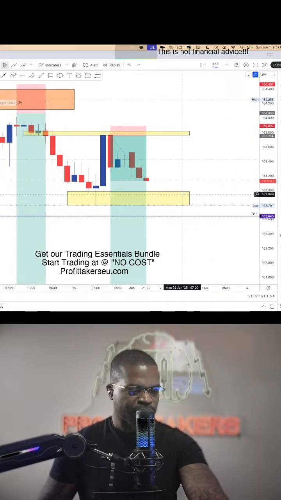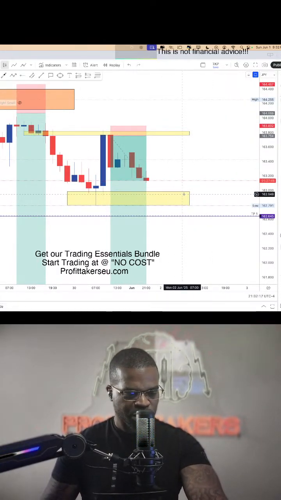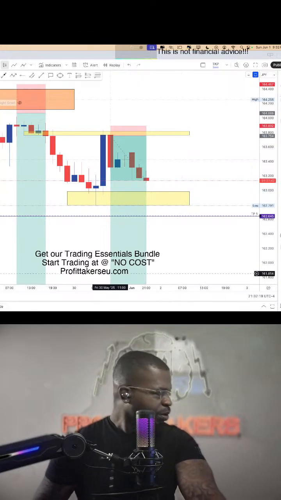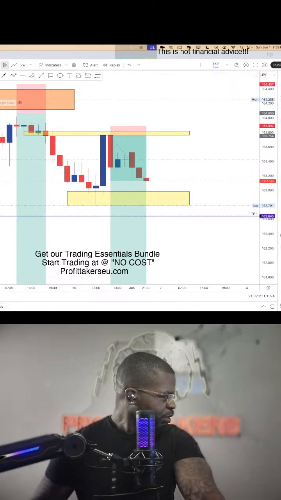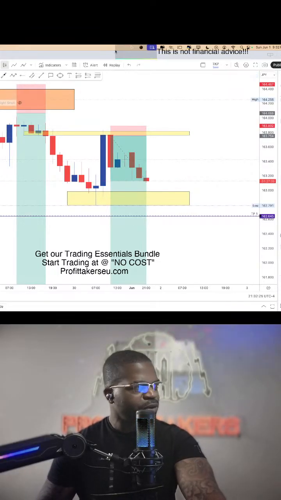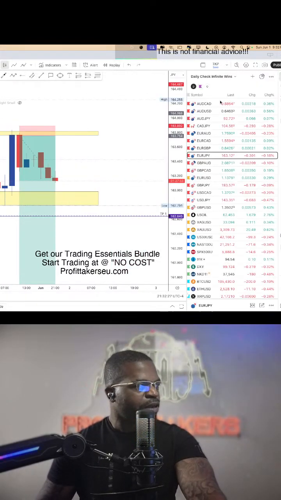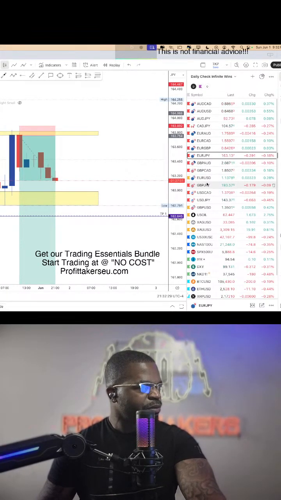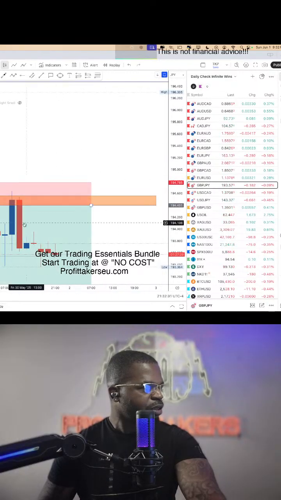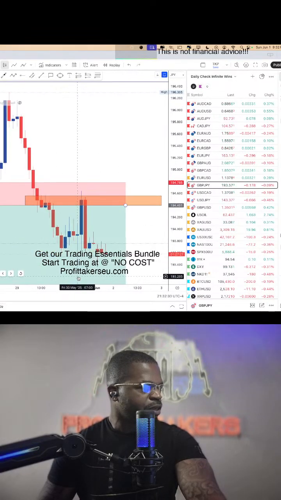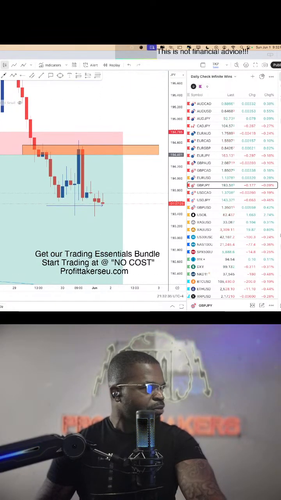What else? So that's Euro. I believe we looked at, I don't think we did. We got in pound JPY too. Pretty much the same thing on a smaller time frame.